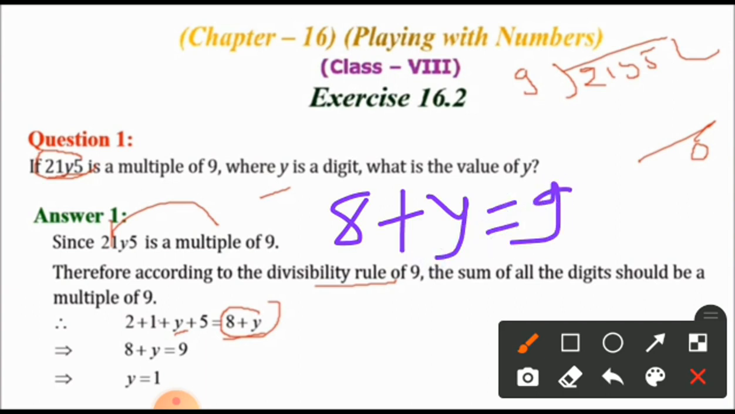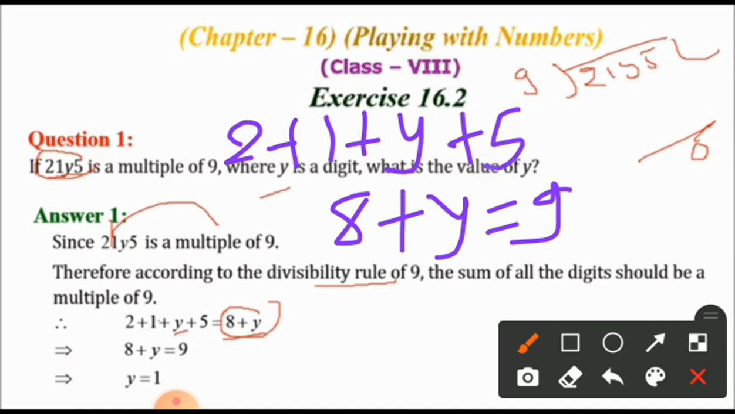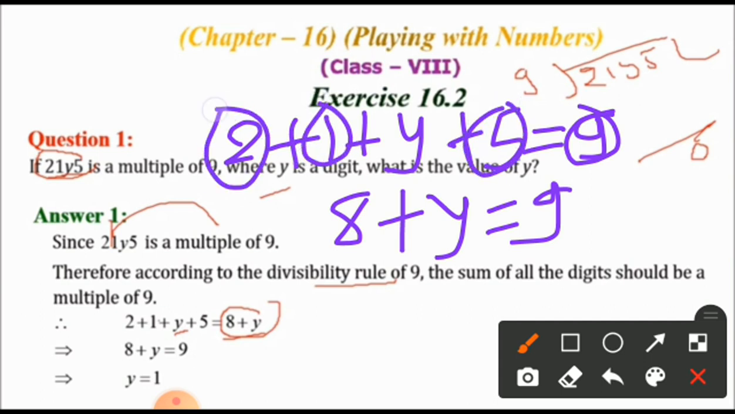How did 8 come? You don't know? Okay, let's check. 2 plus 1 plus y plus 5 is equal to 9. Isn't it? The total should be a multiple of 9. So 5 plus 1 plus 2 will give you an 8, and plus y. Isn't it? So what will you write here? It should be a 9. It should be a 9.